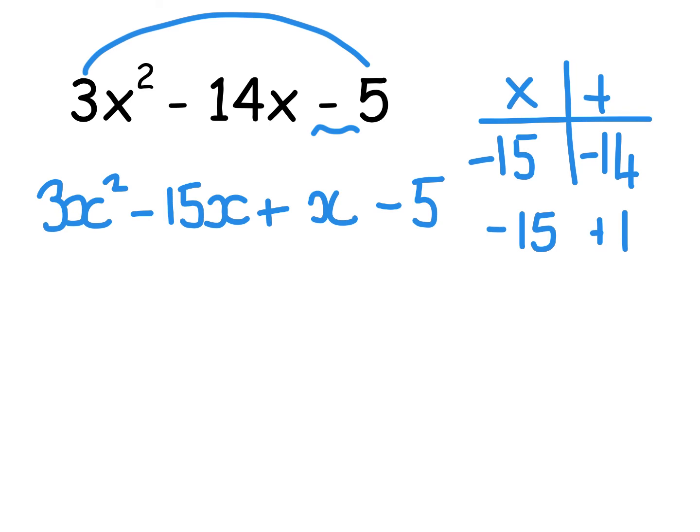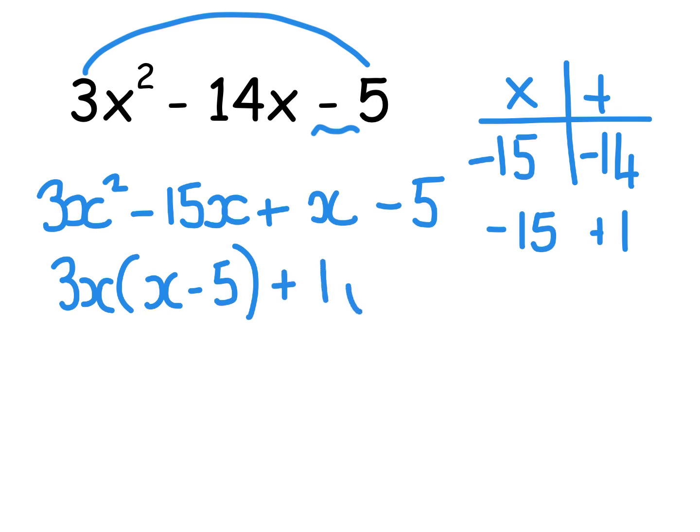Let's take out a common factor on the left hand side of 3x, leaving you with x minus 5. And on the right hand side, it looks like there's no common factor at all. If you think there's no common factor, then it's secretly just a number 1. So it's a 1 and then bracket x minus 5. So there's your repeated bracket of x minus 5. Your other bracket here is the 3x plus 1.